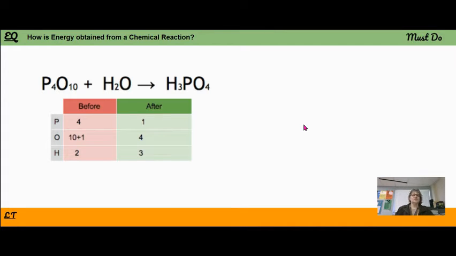Hey, Hux. So, again, we're... how is energy obtained from a chemical reaction?